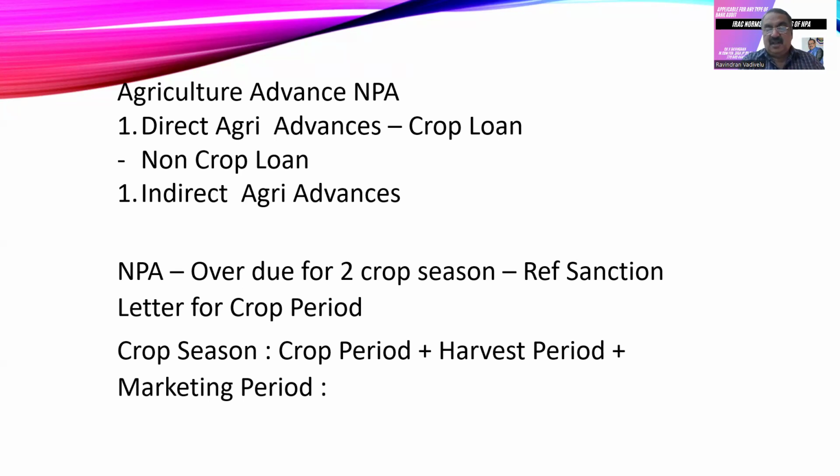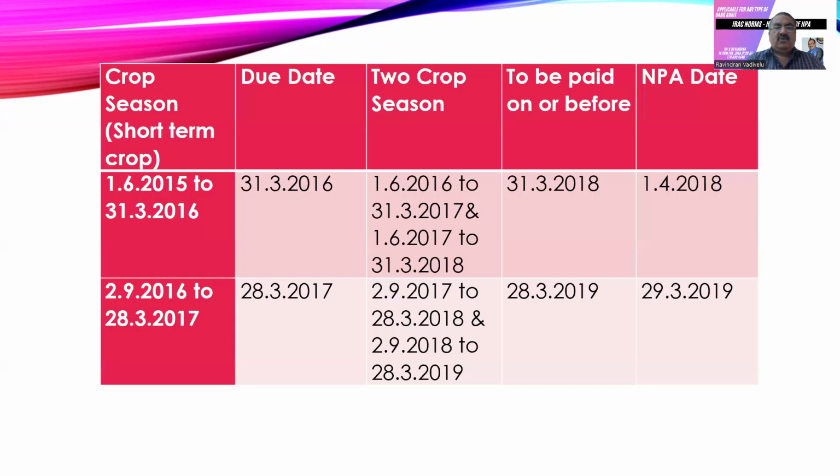short-term crop season and long-term crop season. Short-term crop season means the crop which has been cultivated within a period of 1 year, and long-term crop means the period exceeds 1 year. So if it is a short-term crop, it is 2 crop seasons. For long-term crop, it is based on 1 crop season. We will discuss in detail in the next slide. Let us go to this.